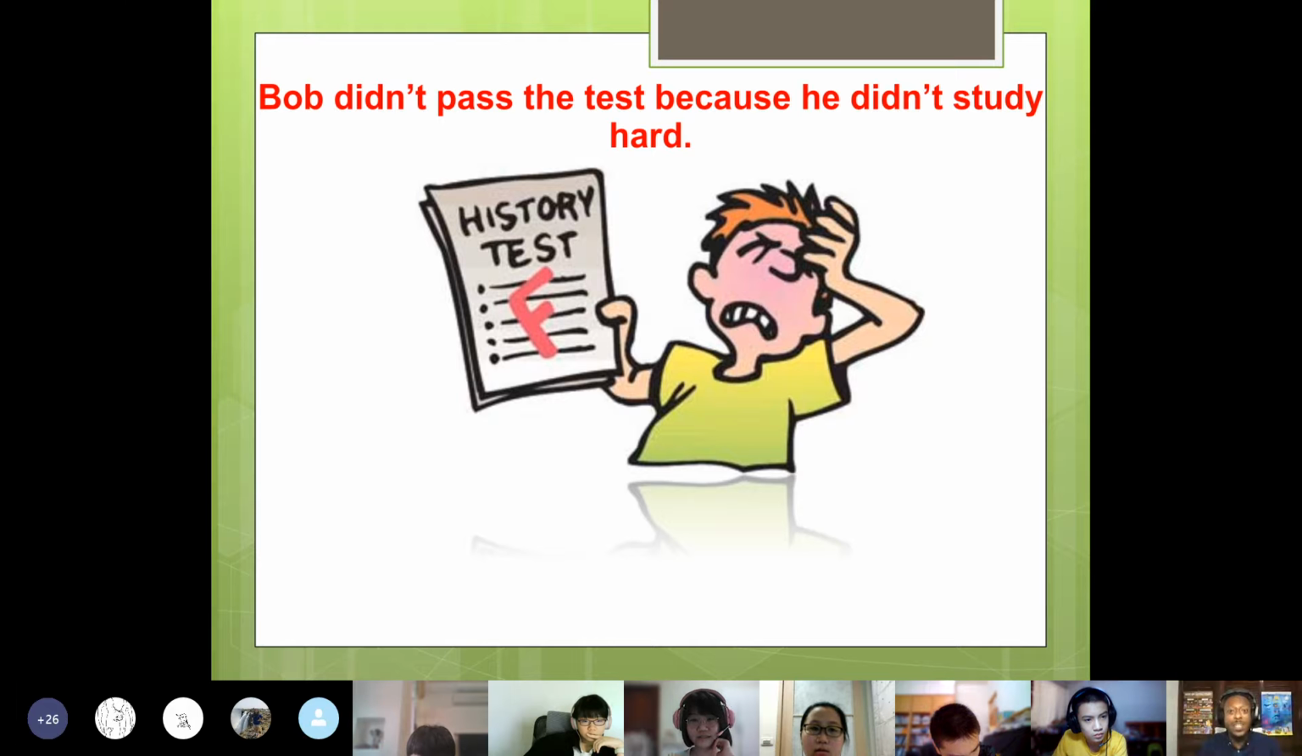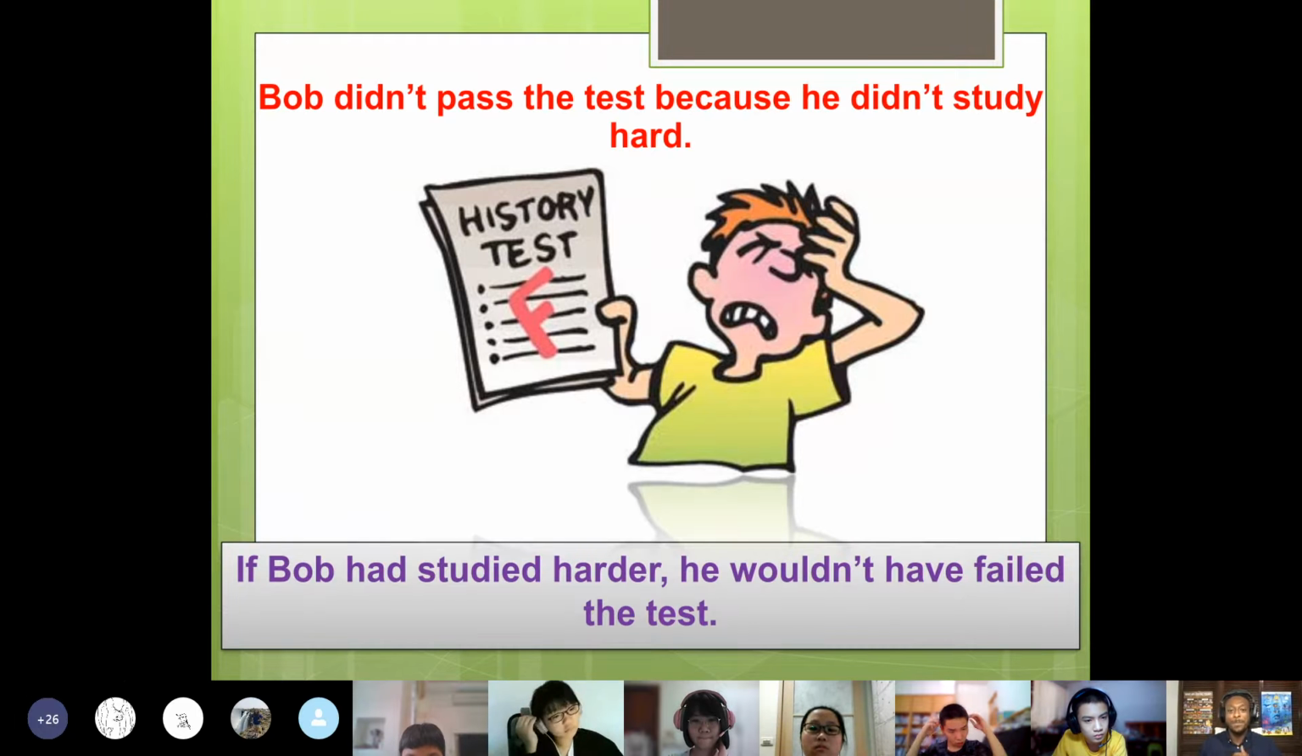Yes, he would have passed the test. Yeah, exactly. If he had studied hard, he would have passed the test. In this case, it said he wouldn't have failed, but you could also say he would have passed. So he would have passed the test.